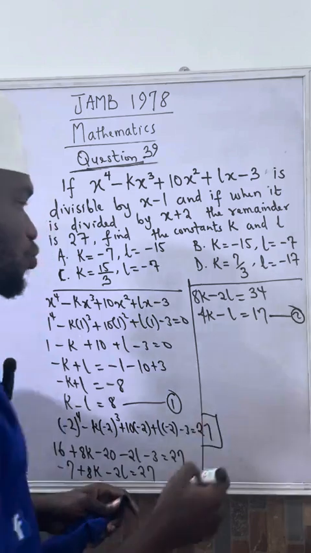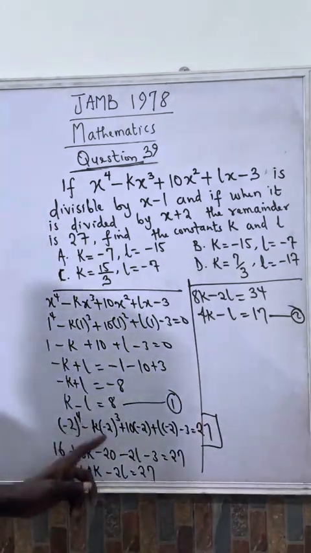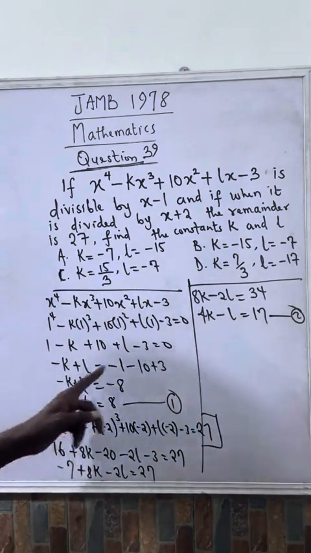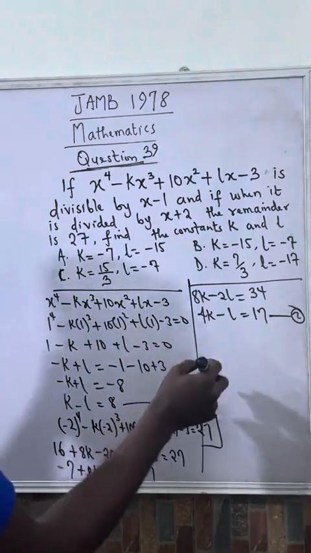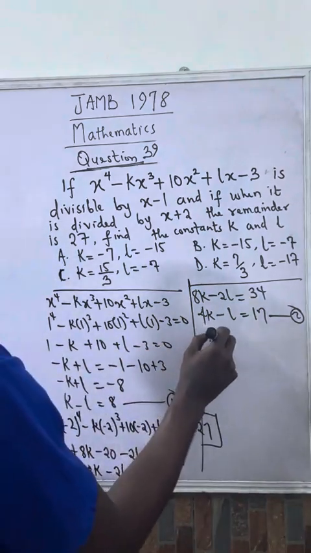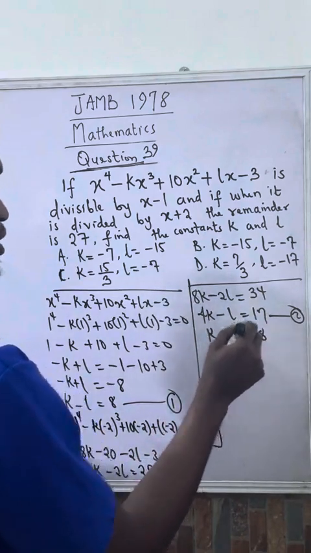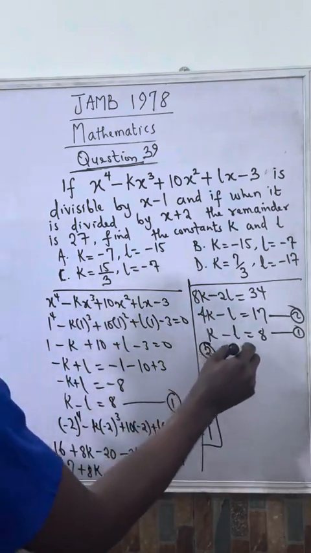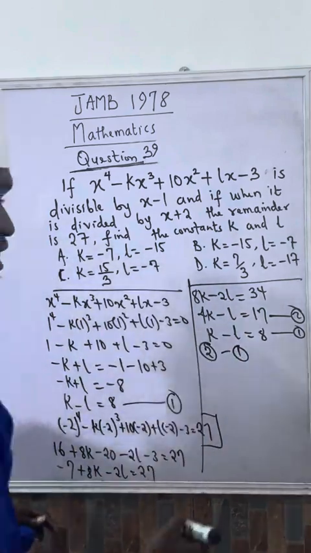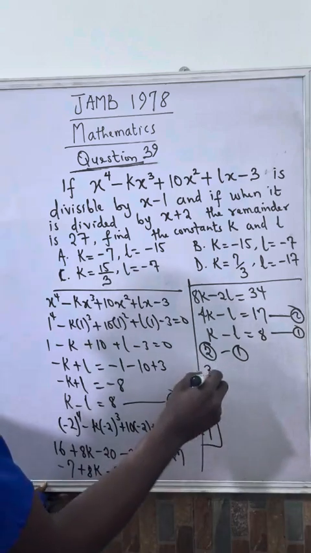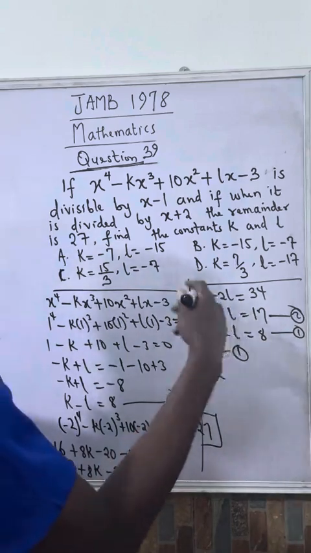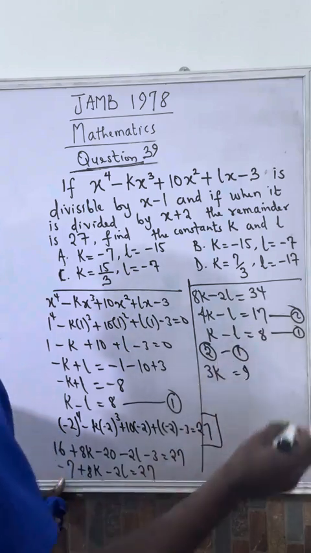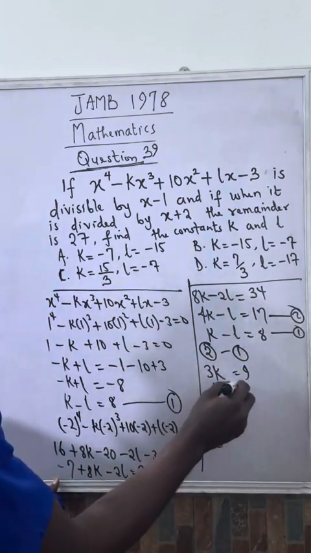Call this equation 2. So from here, you can see equation 1 and 2. Let me rewrite equation 1 here: k minus l equal to 8. Call this equation 1. If you do equation 2 minus equation 1, I will eliminate l. So 4k minus k, that will give me 3k. Minus l minus l, that will be 0. 17 minus 8, that will give me 9. So divide both sides by 3. k will be equal to 3.